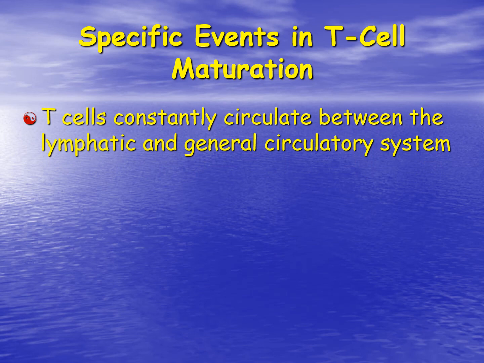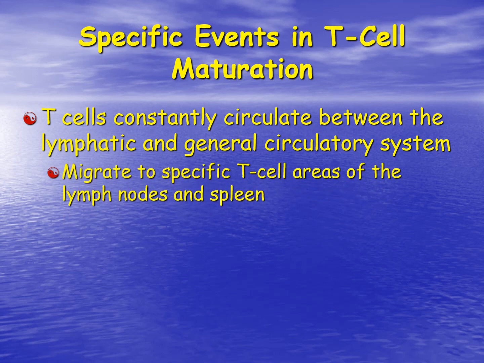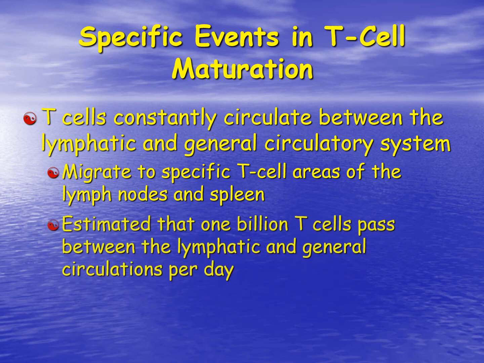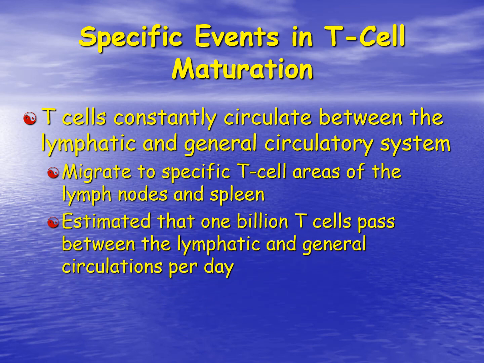T cells constantly circulate between the lymphatic and the generalized circulatory system. They migrate to specific T cell areas in the lymph nodes and spleen, but if I were to take a blood sample and see lymphocytes, the majority of the lymphocytes in circulation will be T lymphocytes. It's estimated that 1 billion T cells pass between the lymphatic and generalized circulations every day within the body.